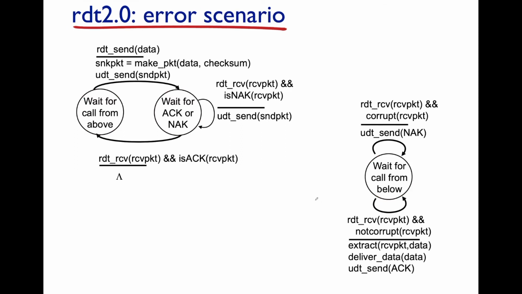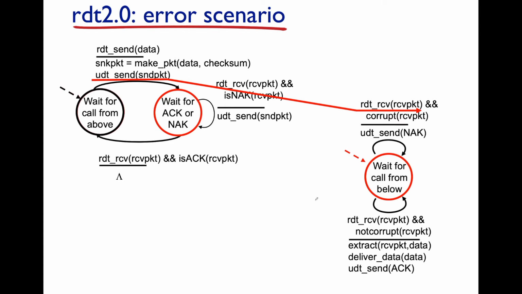And so let's take a look at this scenario when we have an error. Again, we wait for a call from above on the sender side, and then we wait for a call from below on the receiver side. So let's do this. We get the RDT send, so someone has called socket send in the application layer above on the sender side. We make the packet, including the checksum, and then we do UDT send on the unreliable channel. And then the sender transitions to waiting for an ACK or NACK as feedback from the receiver.